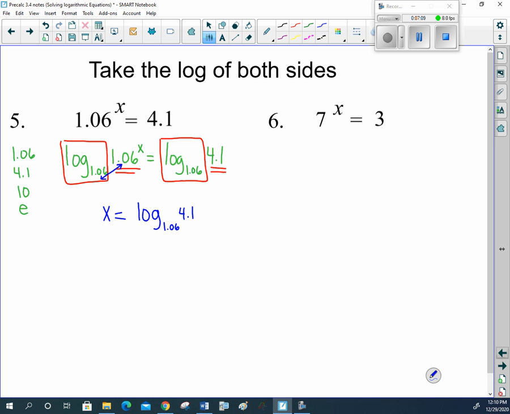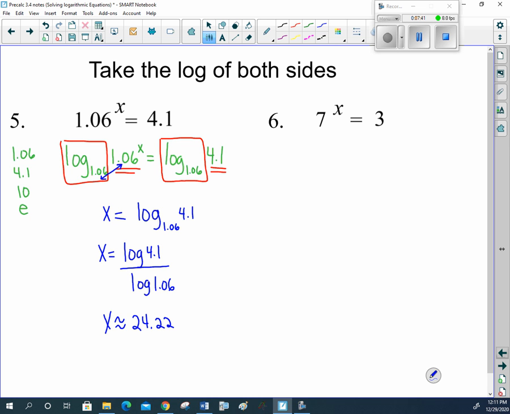And then we could go to our change of base formula and do log of 4.1 divided by log of 1.06. And x is going to turn out to be, so let's go ahead and figure that out. Log of 4.1 divided by log of 1.06. That's about 24.22.